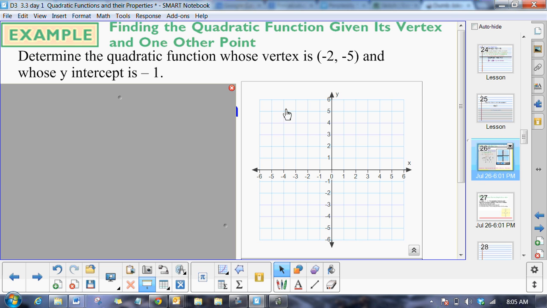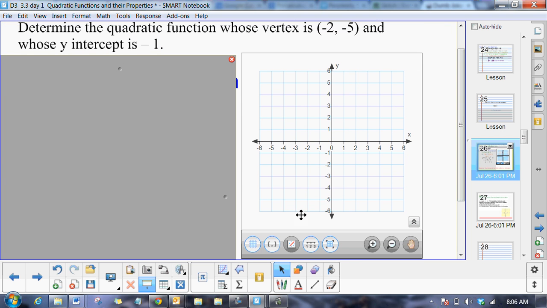Okay, so let's do this question. This is an example. Determine the quadratic function whose vertex is given at (-2, -5), and whose y-intercept is -1. All right, there's a few ways to do this. I'm going to do it first just by graphing.